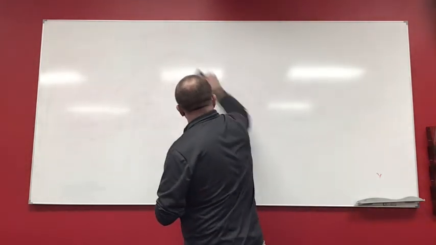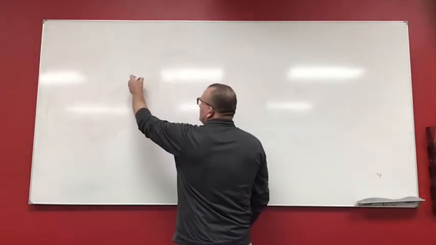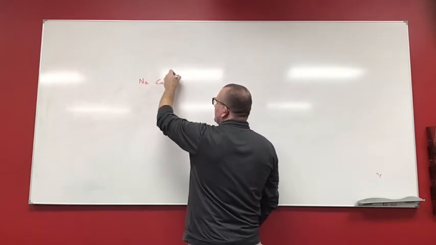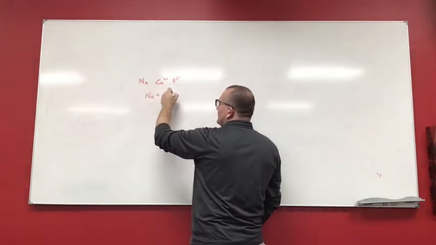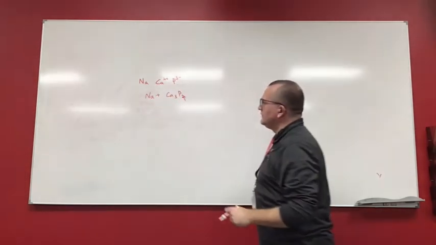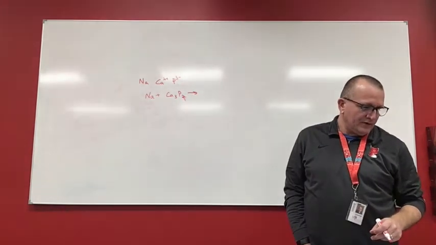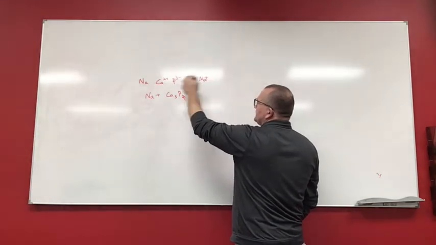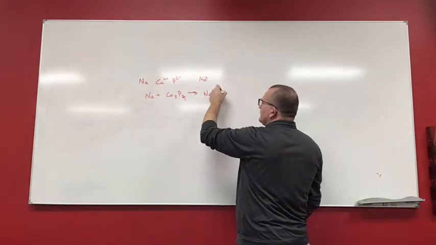So letter C says sodium and calcium phosphide. Sodium is Na, calcium phosphide. Calcium's 2 positive, phosphide's 3 negative. So I got sodium plus calcium phosphide, 2. And that's going to make sodium phosphide and calcium. Sodium is positive 1 and phosphide is negative 3. It's Na3P plus calcium.